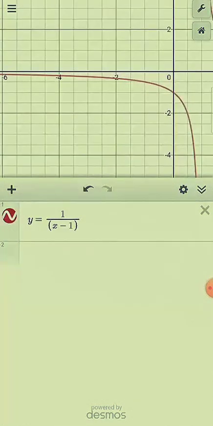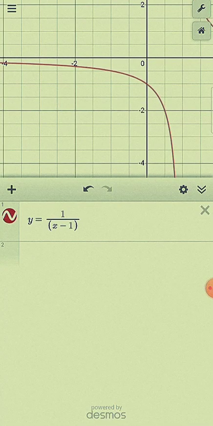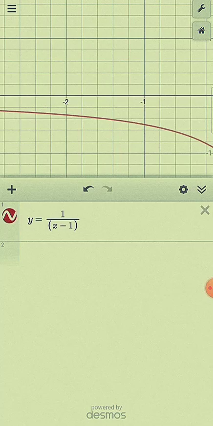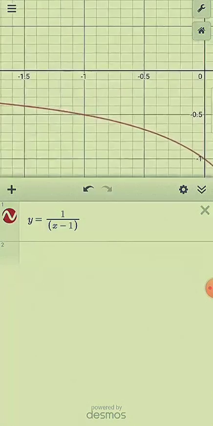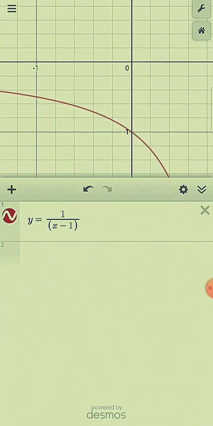So let's say we plug in -2 to the function. So this is our x, negative 2. We'll get 1 over negative 2 minus 1, which is 1 over negative 3. So our y would be, of course, this value. In that sense, it is defined at that point.